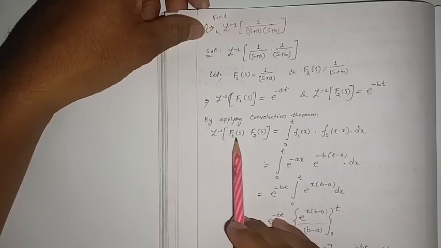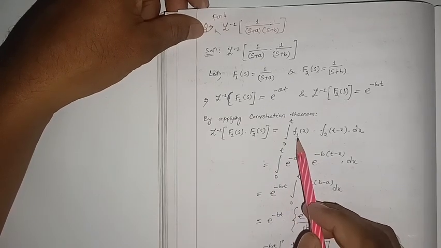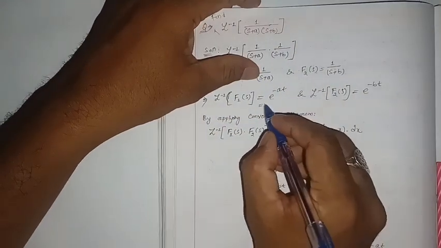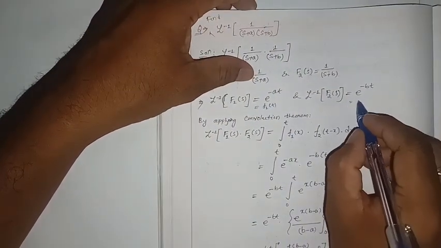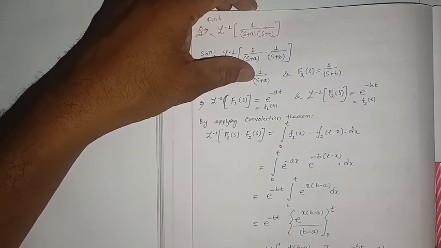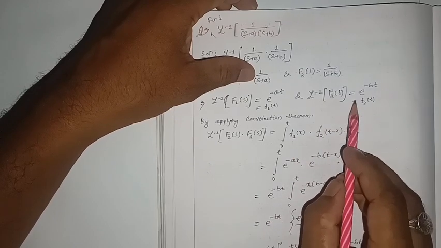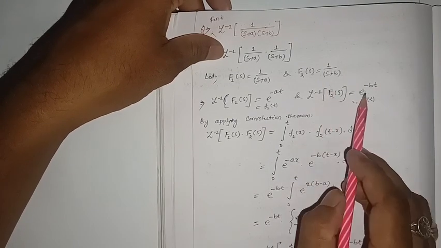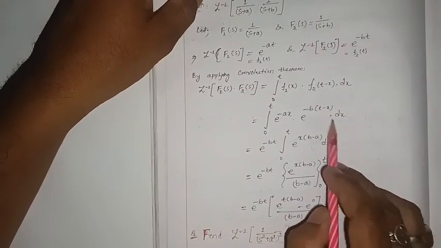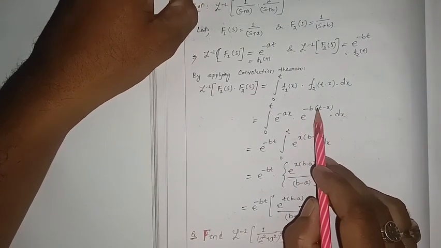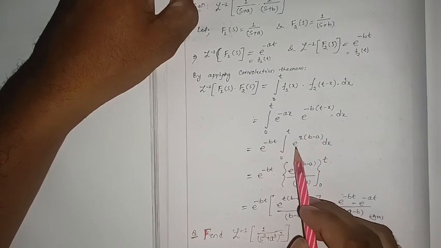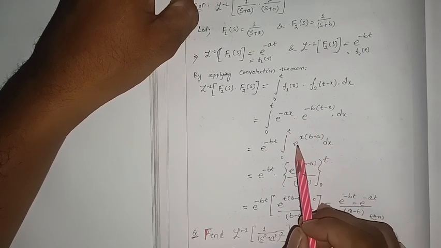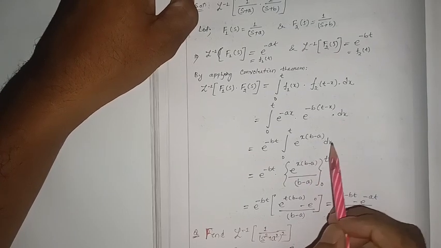The inverse Laplace transform of capital F1(s) into capital F2(s) will be equal to the integral from 0 to t of f1(x) into f2(t minus x) dx. So here this one is your so-called small f1(t), and this one will be small f2(t). According to the convolution theorem, this will be f1(x) and this will be written as f2(t minus x). So this will be e to the minus ax into e to the minus b(t minus x) dx. So integration with respect to dx. Here e to the minus bt is a constant, taken outside of the integration, 0 to t, e to the power minus ax, this will be e to the plus bx. Obviously if I take e to the x common, so (b minus a) into dx.